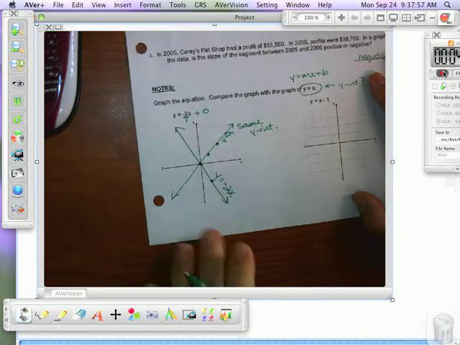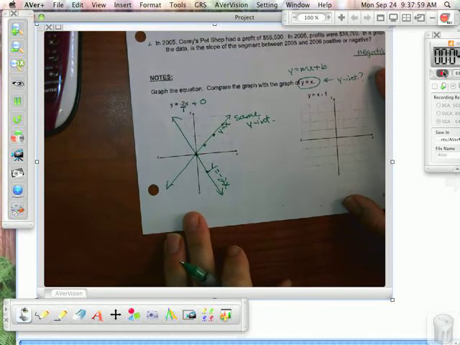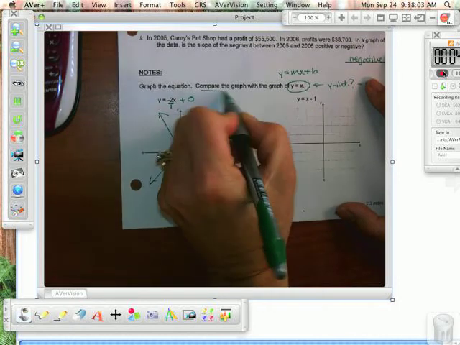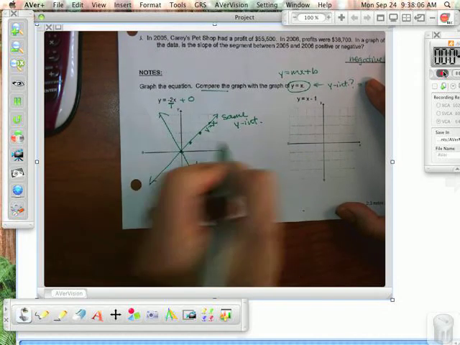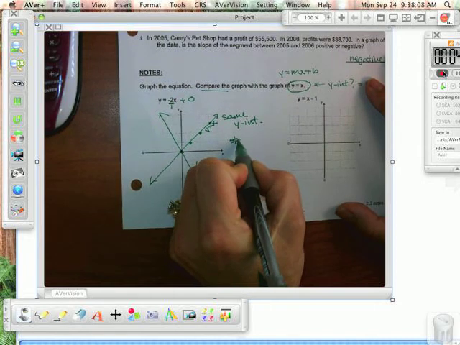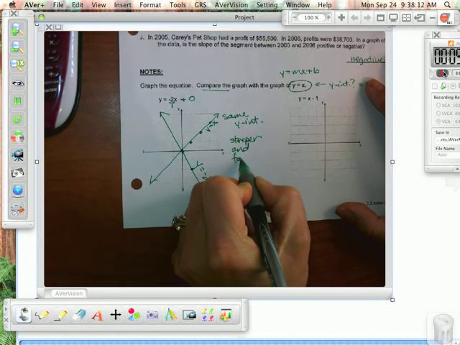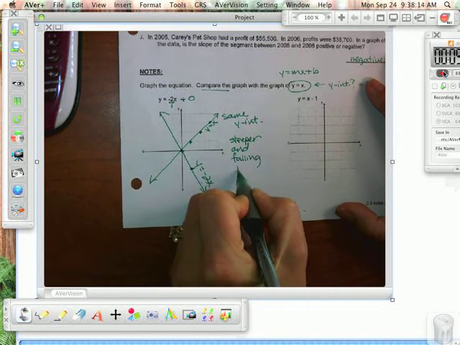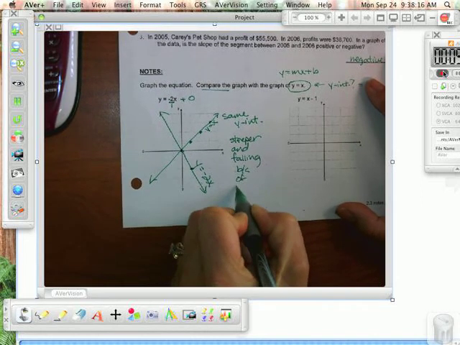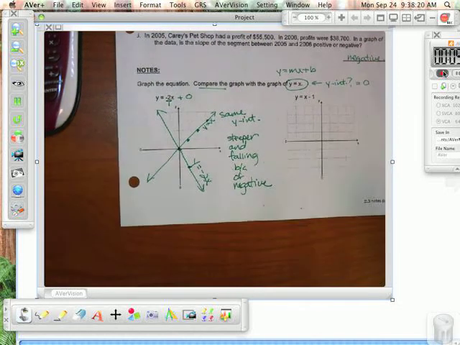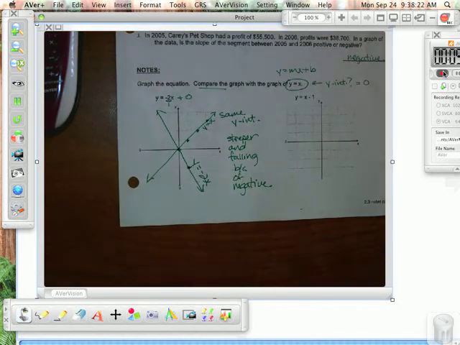They have the same y-intercept. I have to compare them. They have the same y-intercept, and it's steeper and it's falling because of the negative. Use whatever words you want, but that's kind of what I would say. When you compare the two, you say the same y-intercept, this one is steeper because of the 2, and it's falling because it's negative.